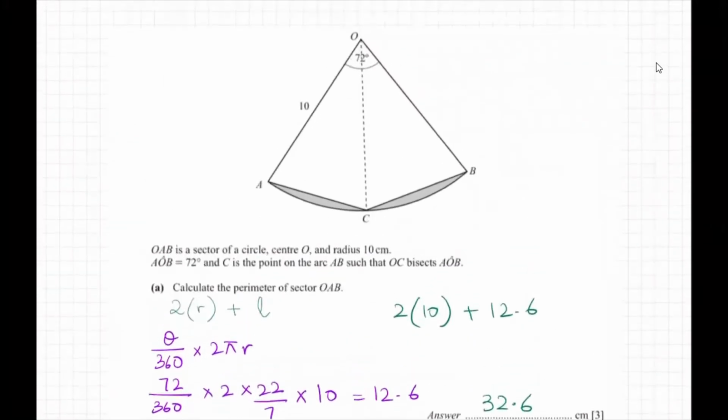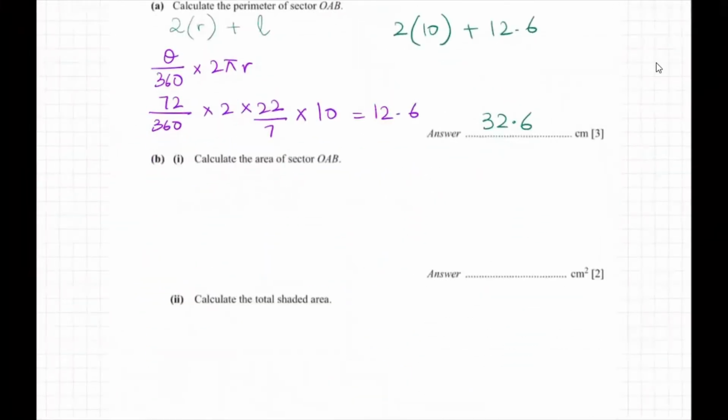Calculate the area of sector OAB. They're asking for the complete sector. So let's find it out. Theta, which is 72 divided by 360 times pi times r square, which is 10. So the answer is 62.8 rounded off to the first decimal place.